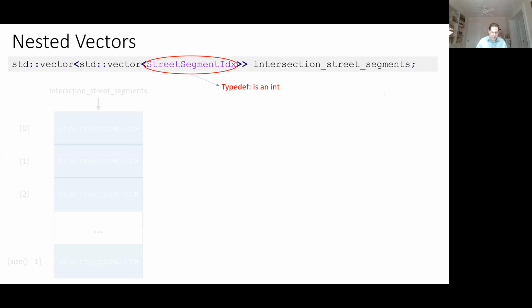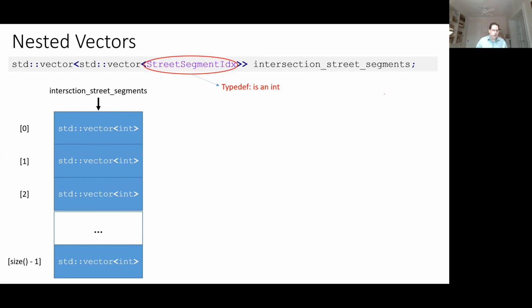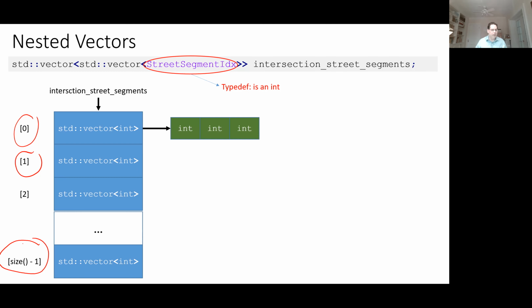Okay, so what does this data structure we're creating look like? Well, it's a vector of vectors, so it's a lot like a two-dimensional array. So the first dimension, we have one entry for every single index. So one entry for intersection 0, one entry for intersection 1, one entry for the last intersection, which would be num intersections minus 1. And for every single one of those intersection values, we're going to store another vector.